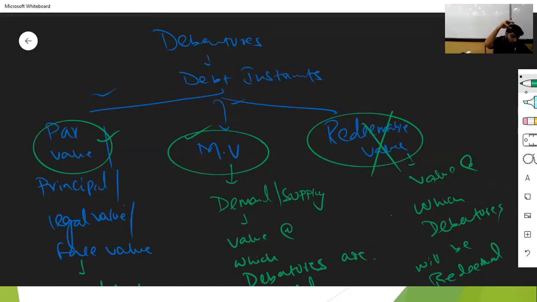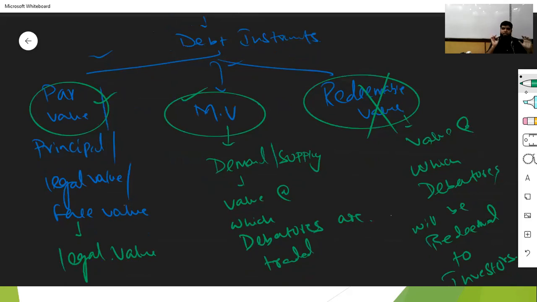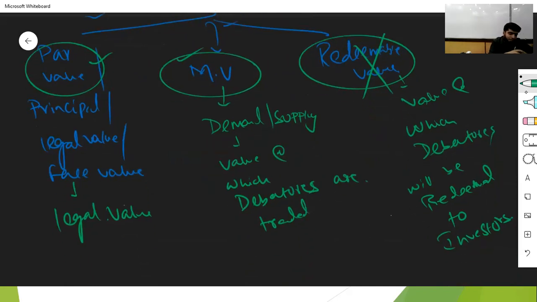Before starting amortized cost, we are discussing that there are three values related to debentures. Number one, the par value. Number two, the market value. And number three, the redeemable value. Now, what is the par value? The par value is the value that is fixed by law. Legislatively, it is fixed by legislation. We have no control over it. It is completely fixed by the law. So that is the legal value, principal amount, or the face value.